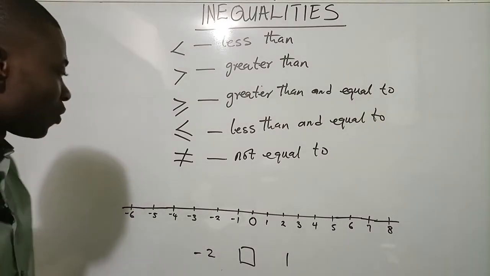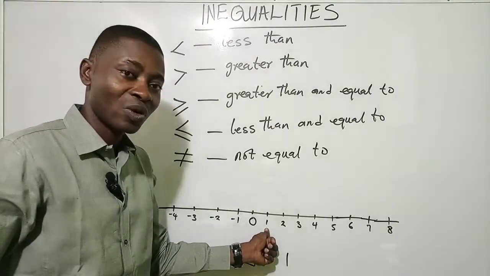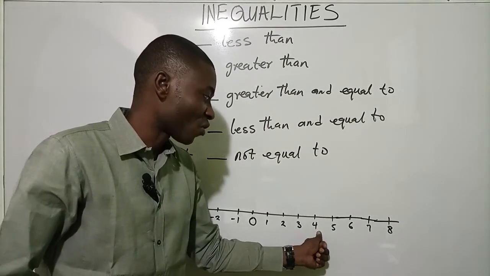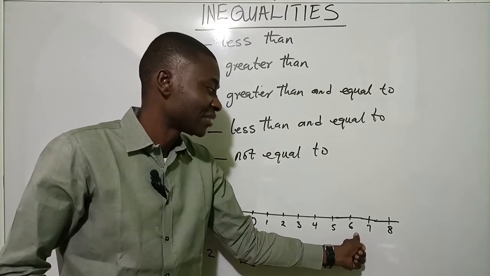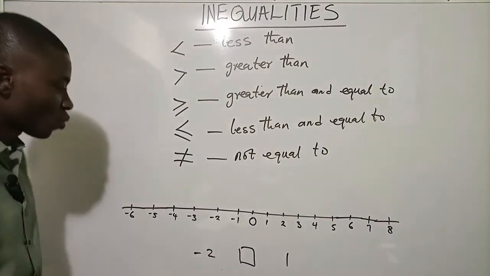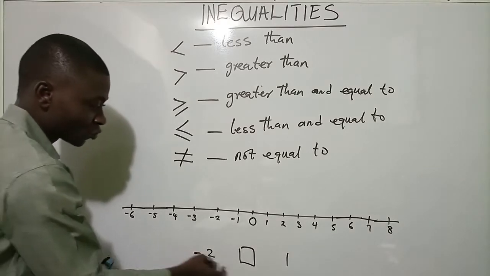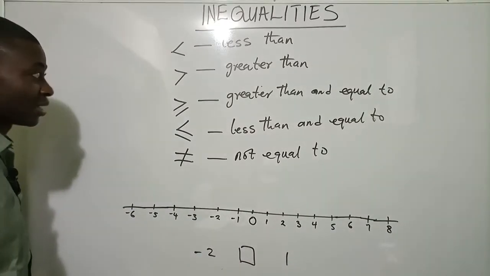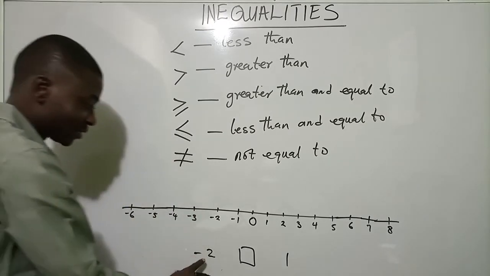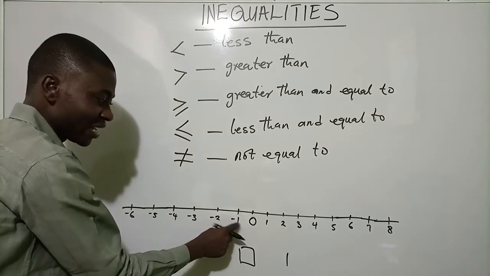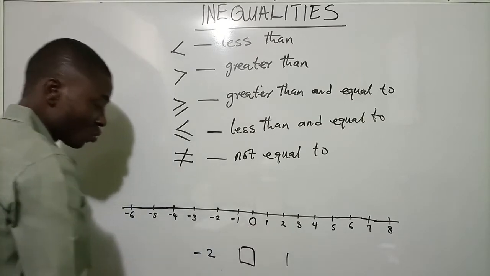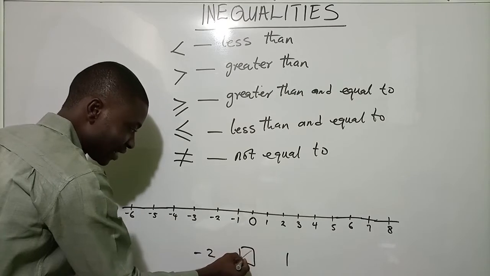Are you following? Now, going up this way, 1 is less than 2, 2 is less than 3, 3 is less than 4, 4 is less than 5, 5 is less than 6, 6 is less than 7, 7 is less than 10, just like that. So when we have -2 and 1, what sign will you use there? Of course, since -1 is less than 1, even less than 0, we're going to say that -2 is less than 1.